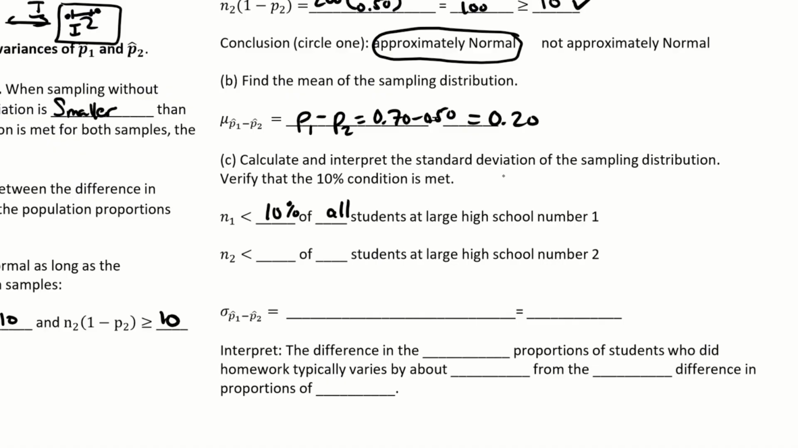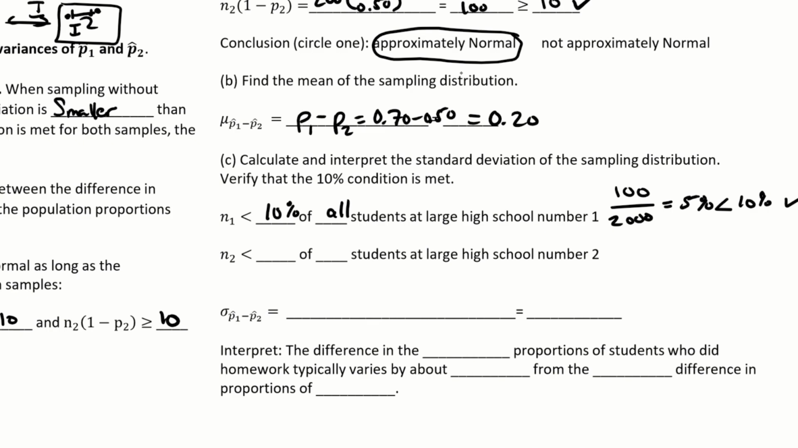So we have 100 for our sample size, but we had more than 2,000 students at the school. So at minimum, this percent is going to be, let's see, about 20. Yeah, so the maximum is going to be 5%, but either way, it's going to be less than 10%, right? So that's true. So that's a check.